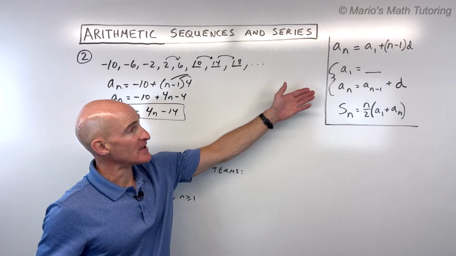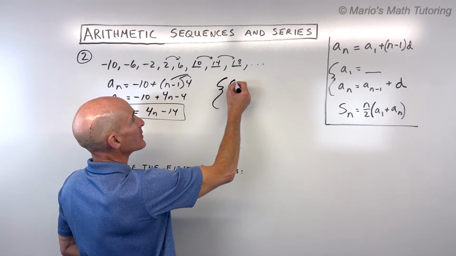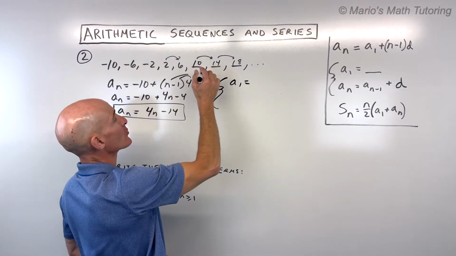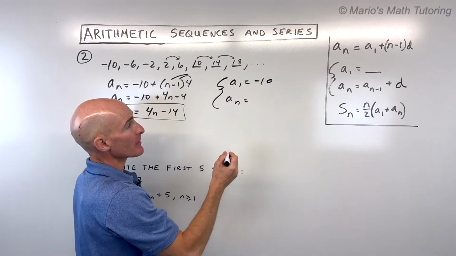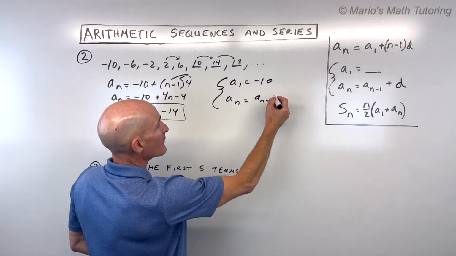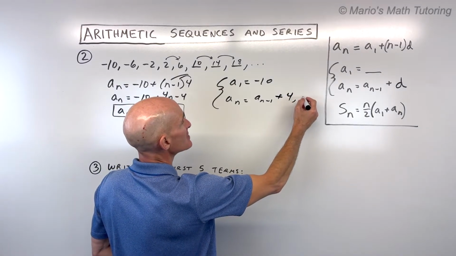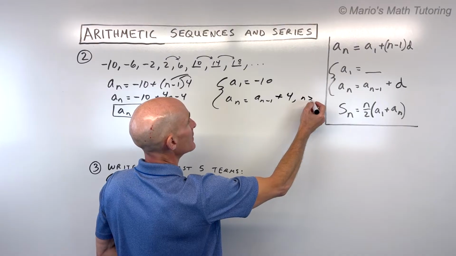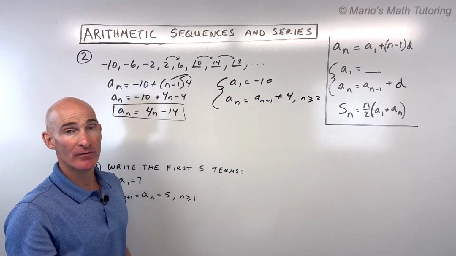If we want to write it as a recursive formula, let's go ahead and put our bracket here. For the first term, we want to tell the computer or a person we're starting at -10. To get to the nth term, we take the previous term, the n minus 1th term, and add that common difference of 4. You can put a little note here that this is when n is greater than or equal to 2, meaning it works for the 2nd term, 3rd term, 4th term.